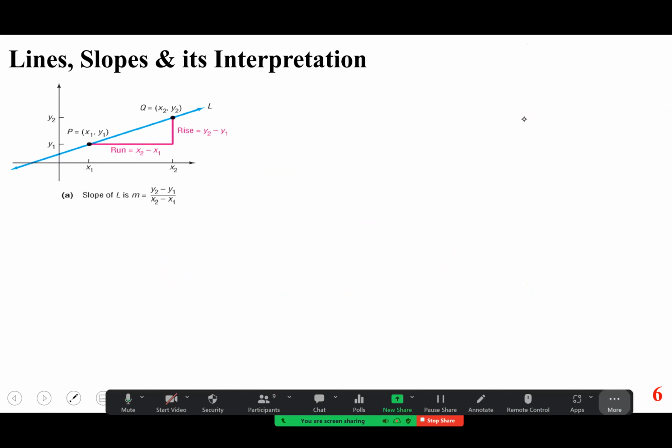Let's discuss lines, slopes, and everything else, things we have seen before. Let's go over the synopsis of that for everybody. So we have a line, L. If we have a couple of pairs, x sub 1, y sub 1, x sub 2, y sub 2, the slope is defined as rise, which is y sub 2 minus y sub 1, over run, which is x sub 2 minus x sub 1. This is by definition.